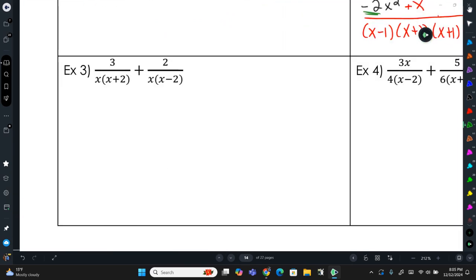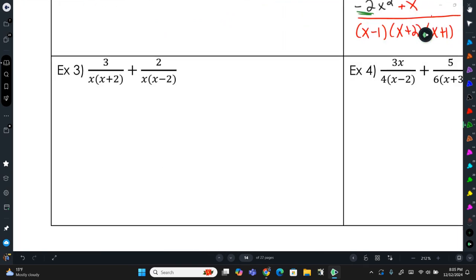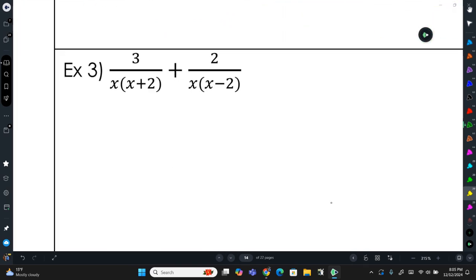All right, these last two. Now they almost look exactly the same for these denominators, except this is an x plus 2 and this is an x minus 2. They both have x though. So we can multiply the first one by x minus 2 over x minus 2, and the second one by x plus 2 over x plus 2. All right, so then we'll go ahead and distribute.